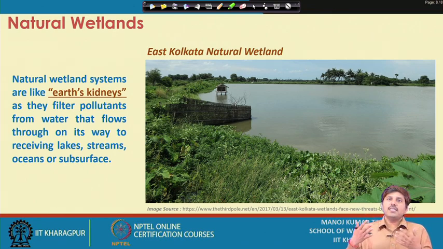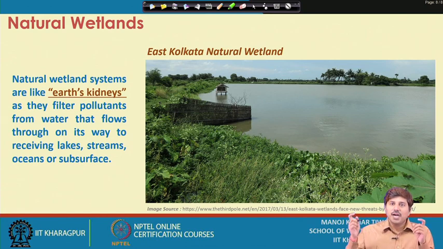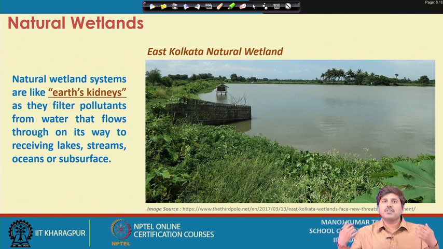Similarly, wetlands may be considered as earth's kidneys because they filter the various pollutants from the water that flows its way to the receiving lakes, streams, oceans or subsurface groundwaters. So, these wetlands do this part of the filtration of the pollutants, and that is why many people mark them as earth's kidneys. What you see on the screen is the East Kolkata natural wetland, one of the largest natural wetlands across the globe, and a significant part of Kolkata's wastewater is lined to these wetlands where some degree of treatment takes place, and then this wastewater is reused for purposes like fish culture. So, that is one of the examples of natural wetland systems.